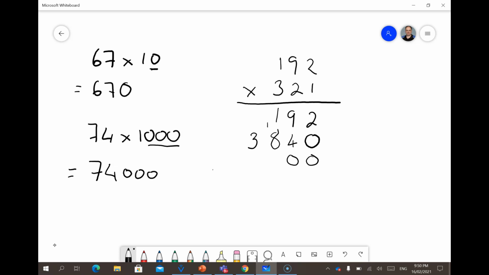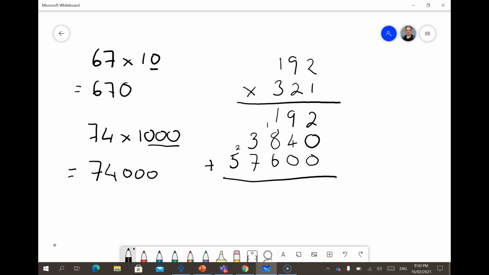into the hundreds column. So 3 times 2 is 6, 3 times 9 is 27. My brain wasn't working there for a second, so carry the 2. And 3 times 1 is 3, picking up that 2, making 5. Here is our addition component now. So we add them up.